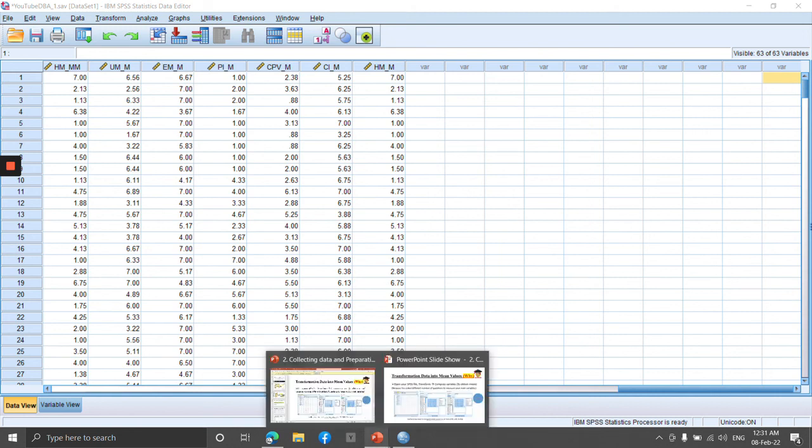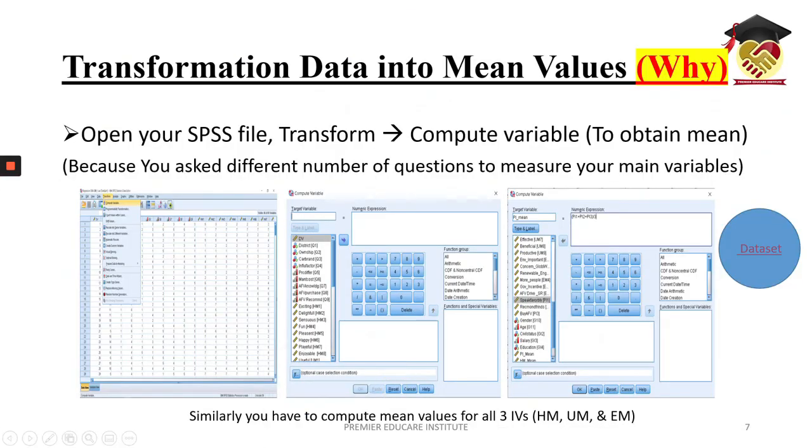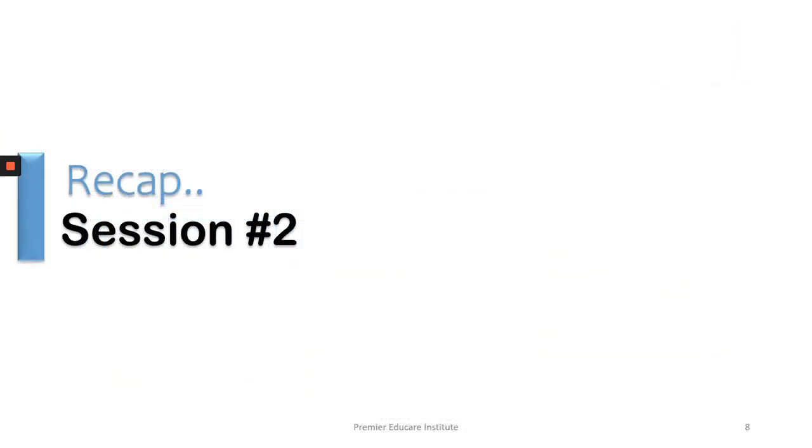Okay, right. Now I will explain once again. What you have to do is develop your conceptual framework. We already developed it. Then you have to understand the questions, how many questions you are using to measure those particular variables, and then you have to prepare your questionnaire, and finally collect your data. After preparing your SPSS data sheet, you have to get the mean values for all 4 constructs.